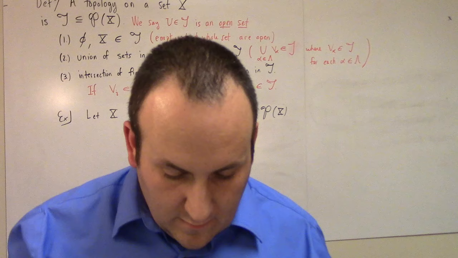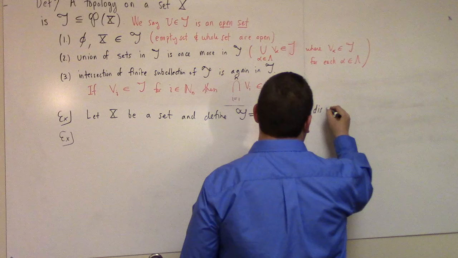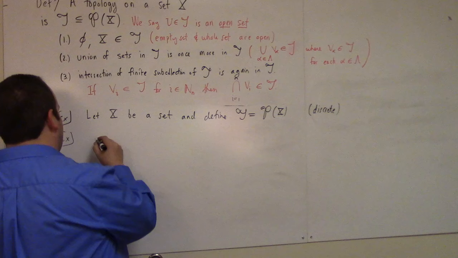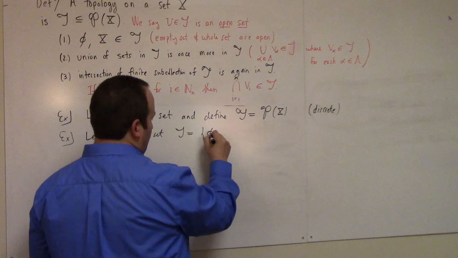Now, on the complete opposite side of the spectrum, so this is called the discrete topology. I've always disagreed with the naming of these. It seems backwards to me. And then let X be a set, all right? And let the topology be the empty set and the whole set.